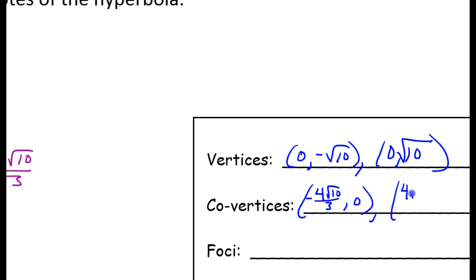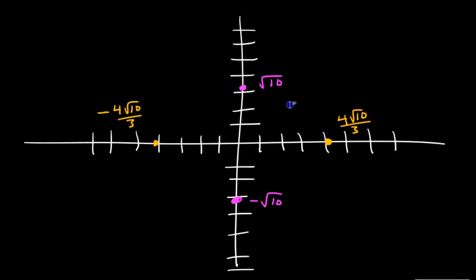And of course, positive 4 radical 10 over 3, comma 0. So I've got my vertices and I've got my co-vertices. So now I need my foci and my asymptotes. Okay, I feel like I shall go ahead and draw the rectangle. So there's a rectangle that goes through the vertices and co-vertices like this. I need this rectangle so I can draw the asymptotes.